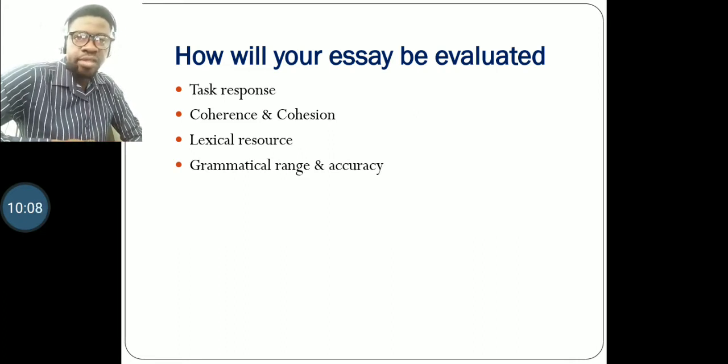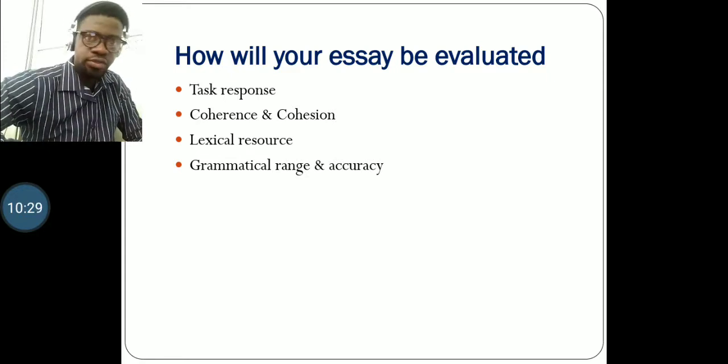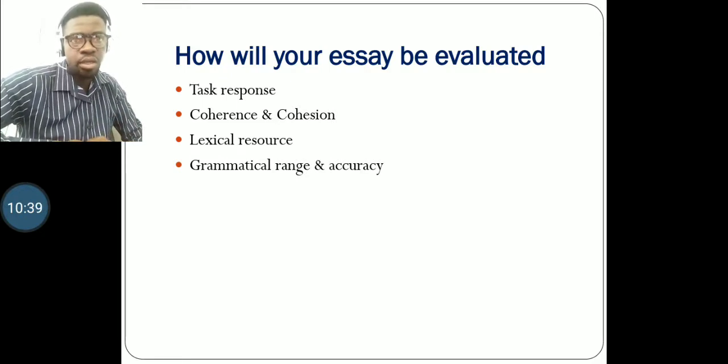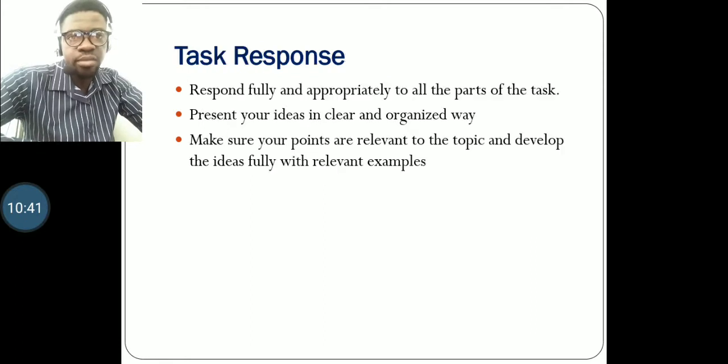Second is coherence and cohesion. This is about your organization. Do you organize your ideas in a clear way? Lexical resource simply means your choice of words and how appropriate you're using these words. Grammatical range and accuracy is about your sentence structure and the types of sentences you're using. So let's look at each and every one of them in detail.